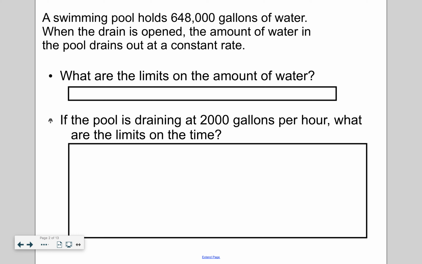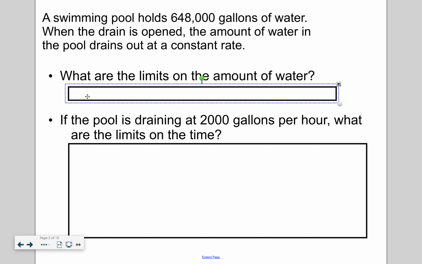So back to the same pool, what are the limits on the amount of water? So when they talk about limits, decide what is the lowest amount of water you can have and what is the highest amount of water you can have. These aren't infinite in either direction. I can't have negative gallons of water. That doesn't make sense. And I can't have infinite amount of water. The pool is limited by how much it can fit.